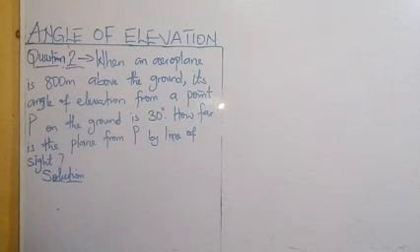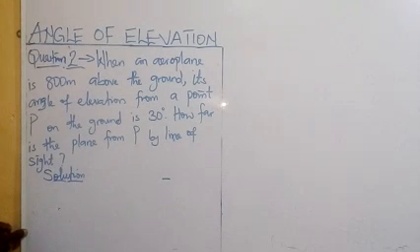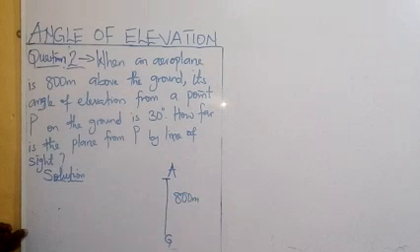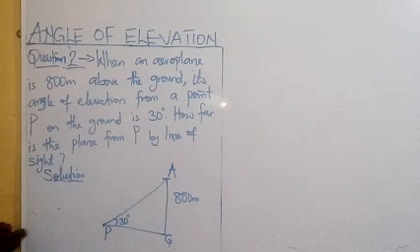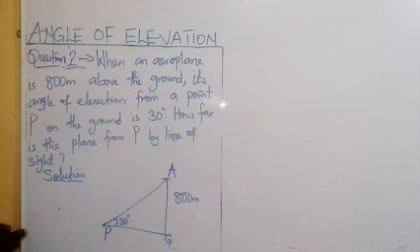Don't forget, the first thing we need to do is to interpret this question in form of a diagram. An aeroplane is 800 meter above the ground, this is where your ground is. You can call this place A, which means you have 800 meter. That is the height of the aeroplane above the ground. Its angle of elevation from point P is 30 degrees. So the question is, how far is the plane from P by the line of sight?